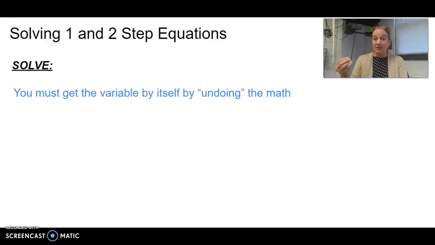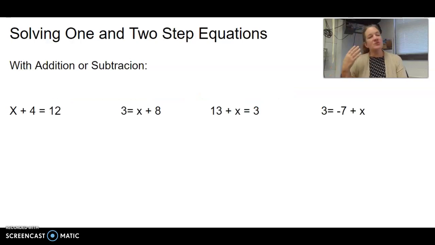So the variable, that letter, we want to know what that letter actually represents. What number is really where that letter is, right? What can we put into this x? What can we substitute in that will make this equation true? Okay. So we're first looking at 1- and 2-step equations with addition and subtraction.